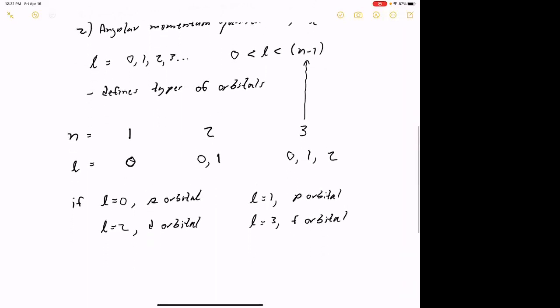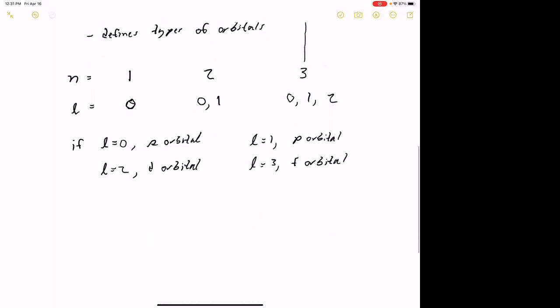All right, so let's go to the third quantum number. And again, remember, as we move upwards here in quantum number, we're getting more and more specific about the actual address and type of electron we're dealing with. Okay, so the third one is actually called the magnetic quantum number.